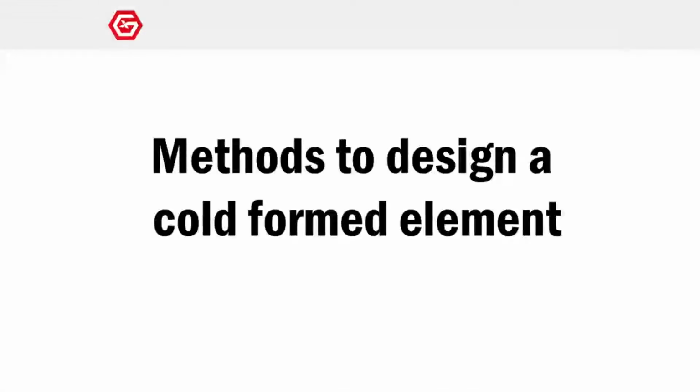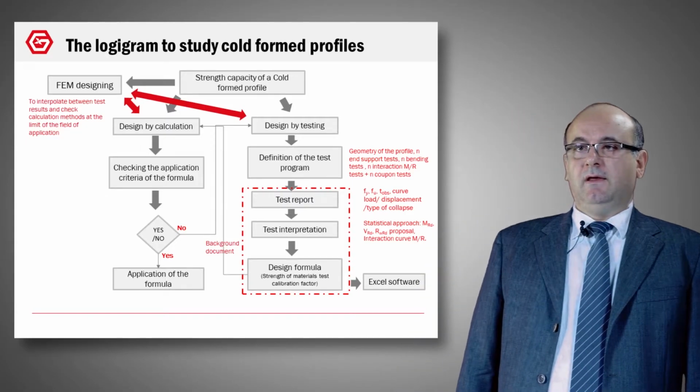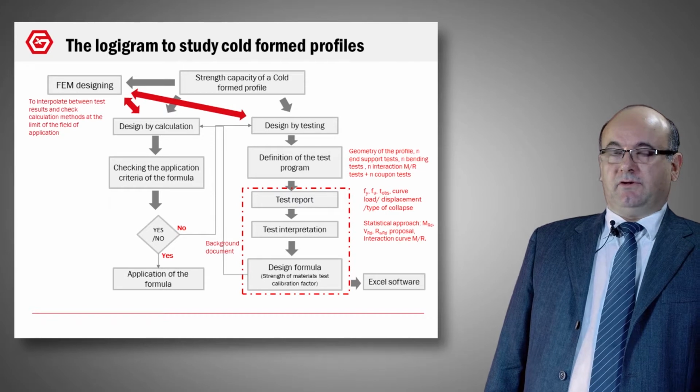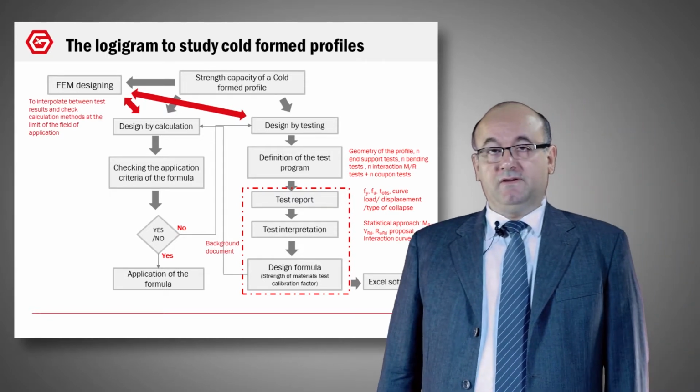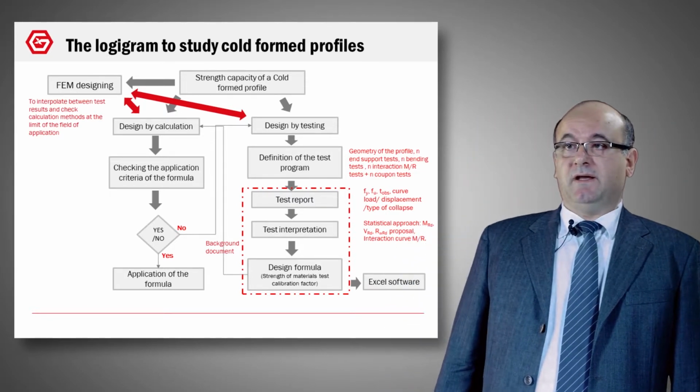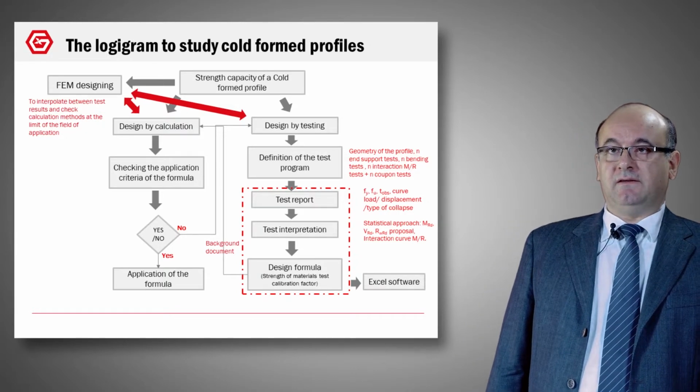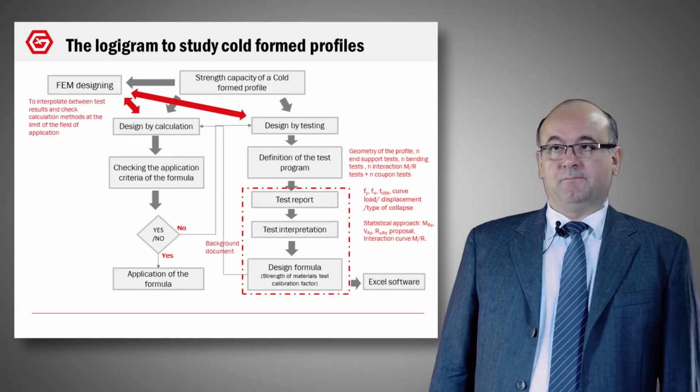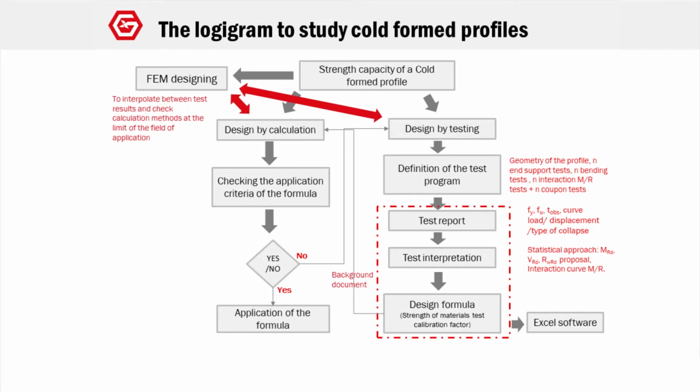Okay, now we are going to study the methods to design a cold-formed element. We have, in fact, three methods to design a cold-formed element. You have the design by calculation, you have the design by testing, and you have the FEM designing, finite element models. About the design by calculation, it's very simple. First, the formulas exist. They are defined in the Eurocode. So you go in the Eurocode, you check first the application criteria of the formula. If the check is OK, you can apply this formula and find your result.